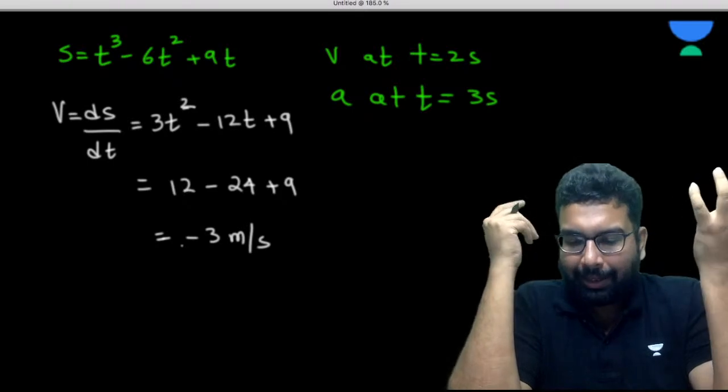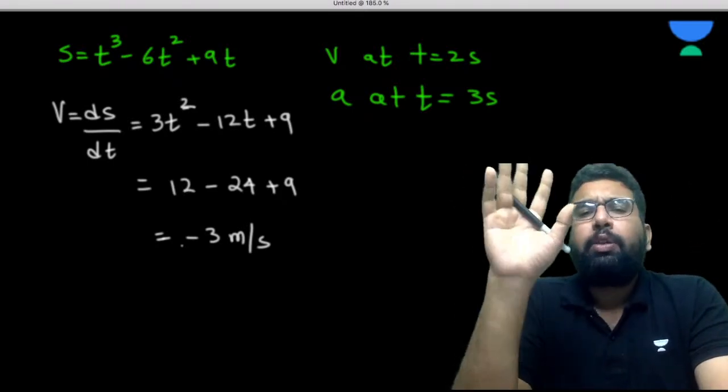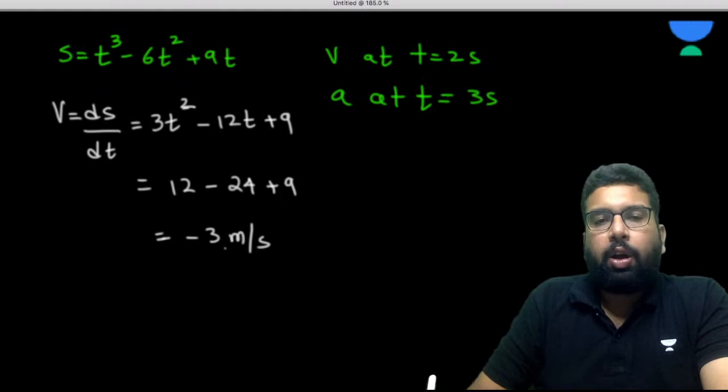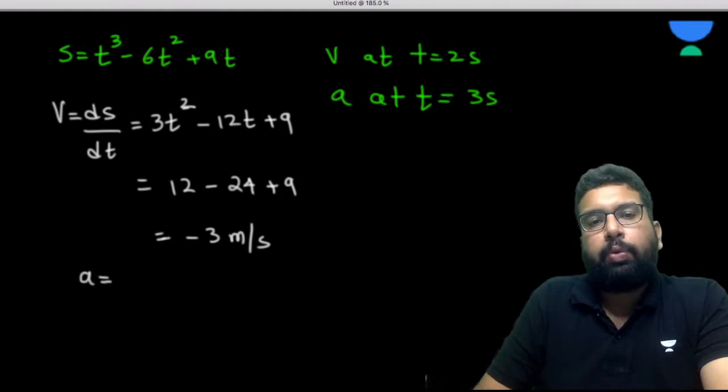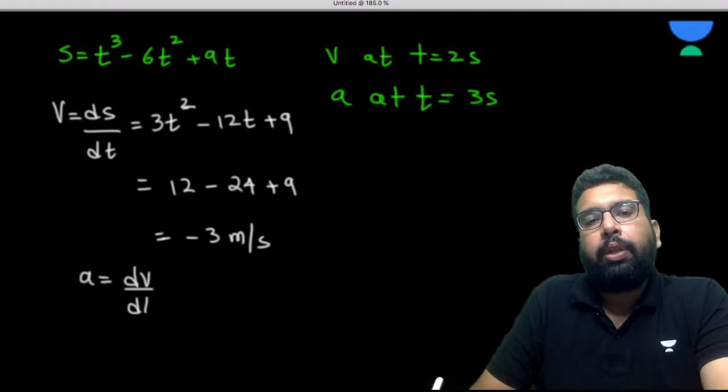Yeah, it is plus 9 actually. No worries, you got the concept. Now we'll talk about it. So let's talk about acceleration. For acceleration, I have to differentiate this velocity with respect to time. So when we do it, it is going to be 6t minus 12.